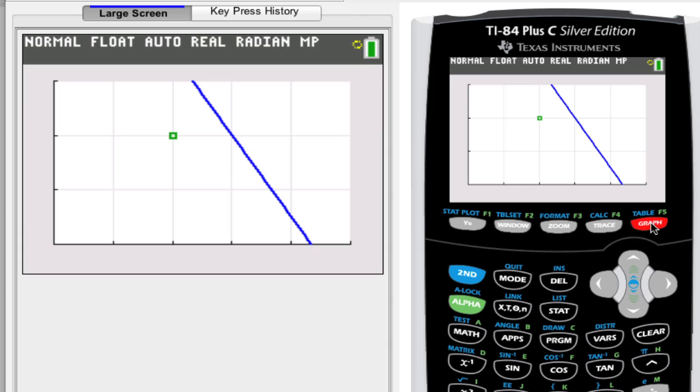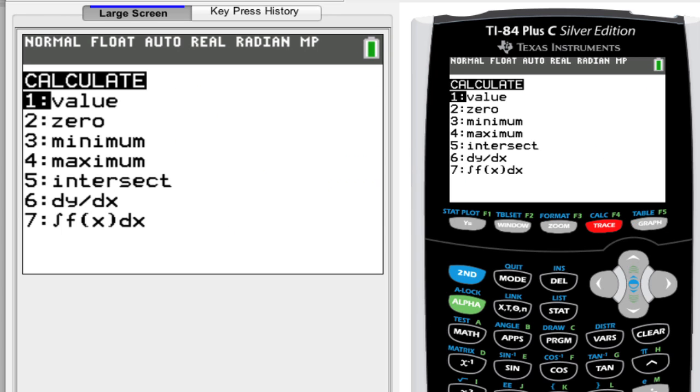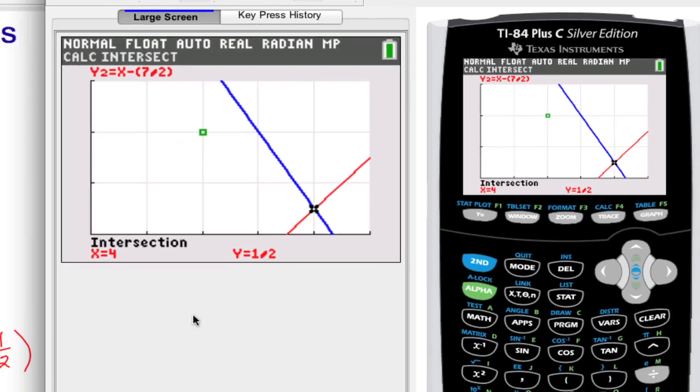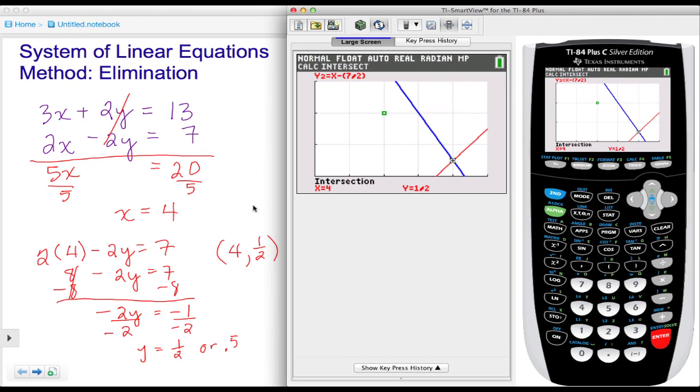Once it draws in our two functions here, now let's use the trace method, or the calc method, by pressing the trace button. So second and then trace, we want to go to 5, which is intersect. It's already on the first equation there in blue, then it's on the second equation here in red. And notice that it wants us to guess. We're just going to press enter. And we see here that the intersection is at (4, 1/2), just like we stated when we tried to solve this by hand.